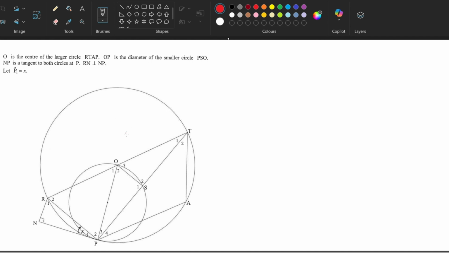Then they are saying NP is a tangent to both circles at P. We know that when they are talking about tangents, we only have 3 situations. The first is where the radius and the tangent meet, they create a 90-degree angle. The second is where we have 2 tangents from the same point. If we are given such a situation, we know that these 2 sides are equal. And the last but most famous one is our tan-chord theorem, which simply states that this angle is equal to this angle.